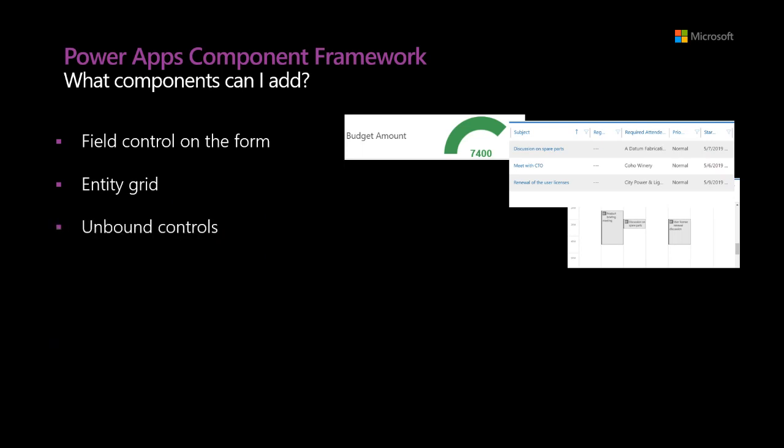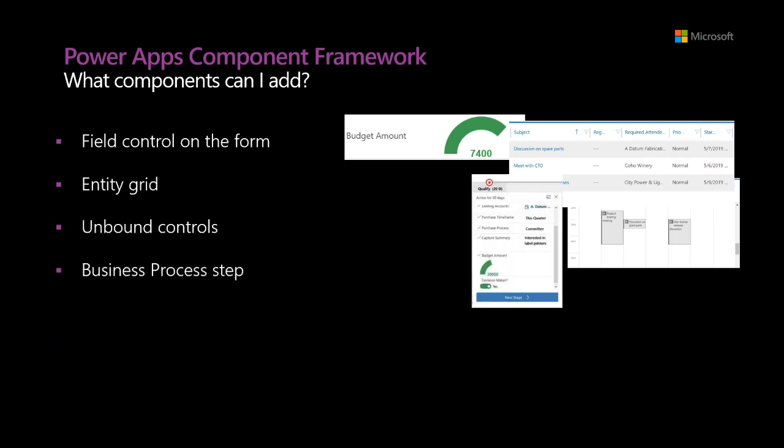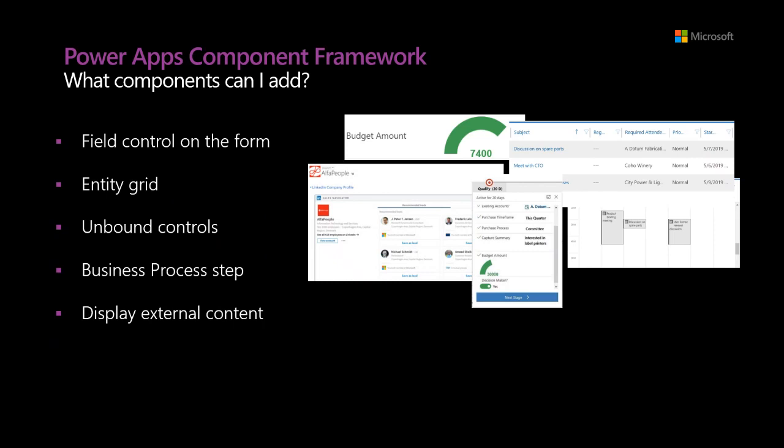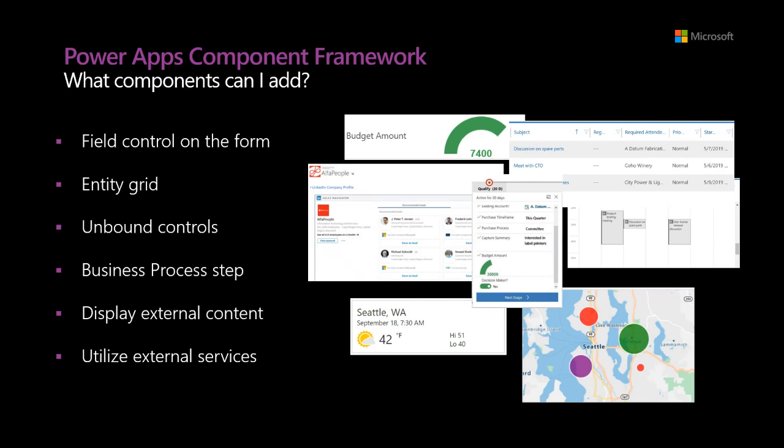Some unbound controls, which are not tied to any backend metadata. A business process step, which could be a red circle in the middle of the picture, which allows business processes to be defined and followed by users in the app. You can display external content, such as LinkedIn data, or you can finally utilize external services, such as a local weather website or map data, or really anything else that you want to bring into your application that already exists somewhere else. Rather than having to recreate the wheel yourself, you can just go ahead and bring it in to enhance that user experience.